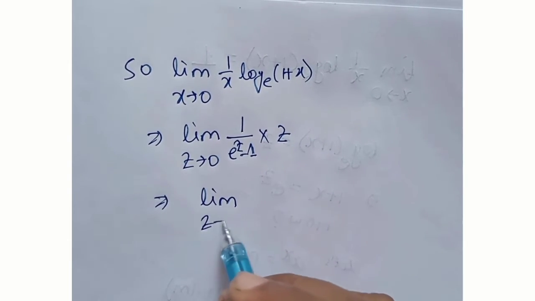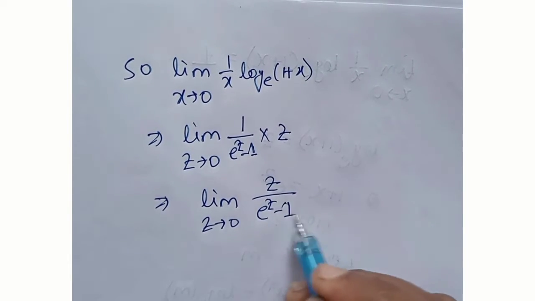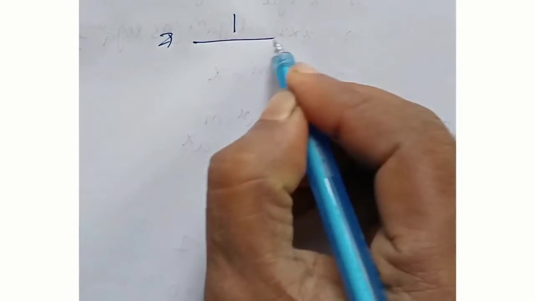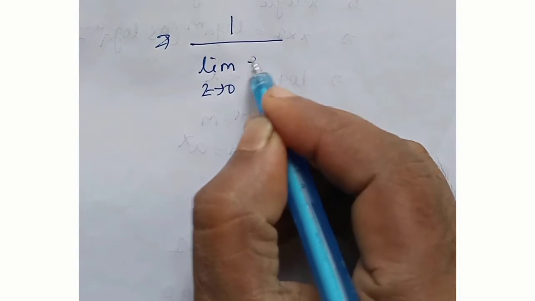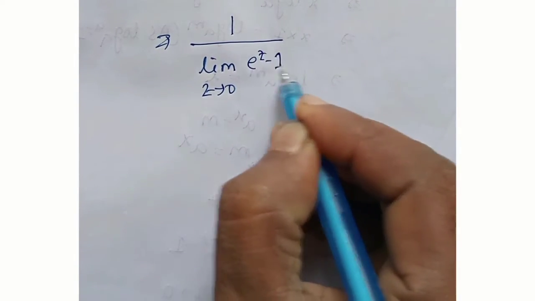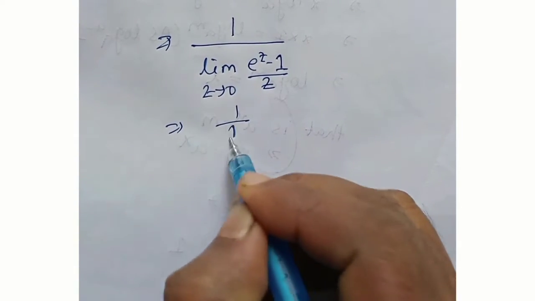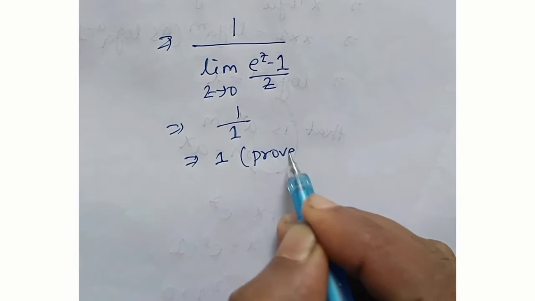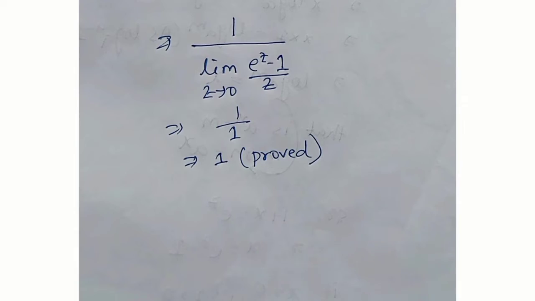And guys, you already know that limit x tends to 0, (e power x minus 1) by x equal to 1, right? So guys, now bring this z as a denominator of e power z minus 1, right? Then we will get 1 by limit z tends to 0, (e power z minus 1) by z, and we know that the limit value of z tends to 0, (e power z minus 1) by z equal to 1. So simply 1 by 1, that is 1. Hence it is proved, right?